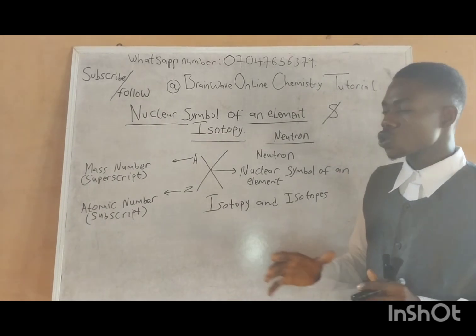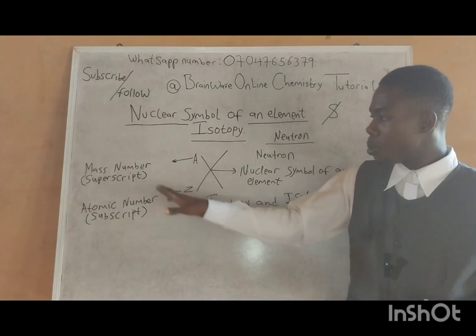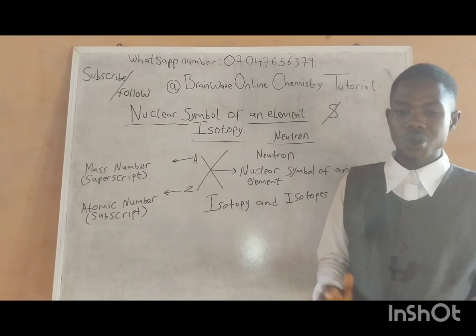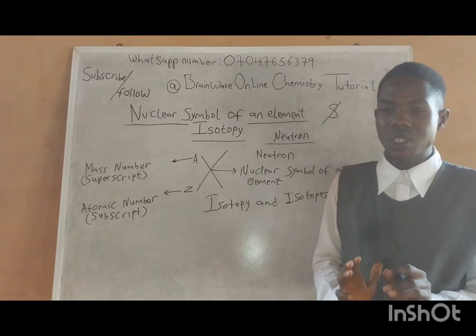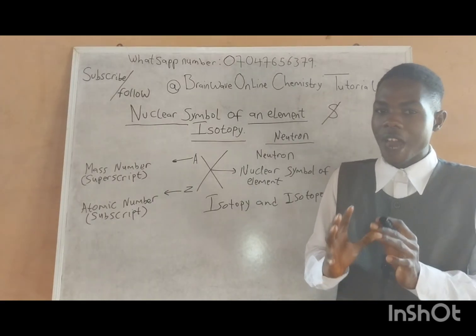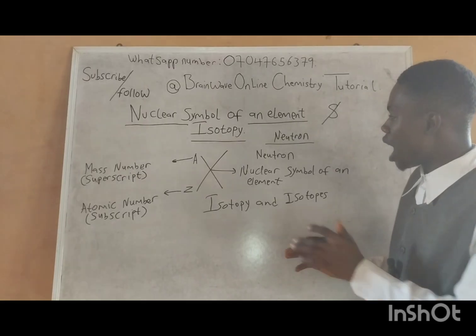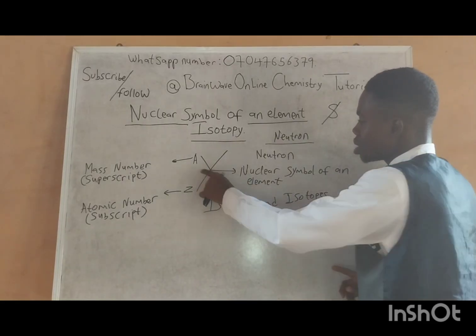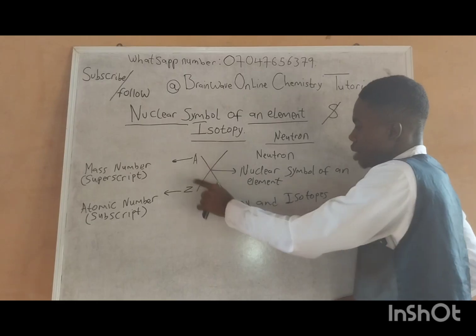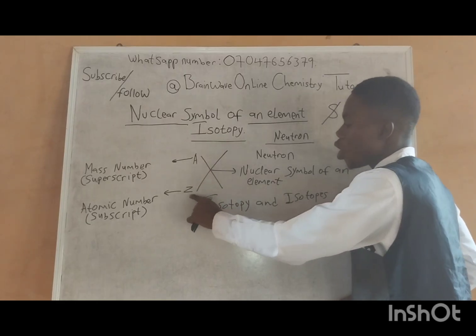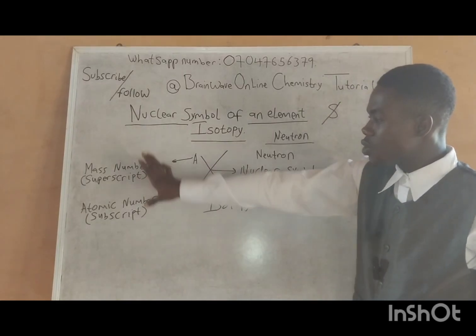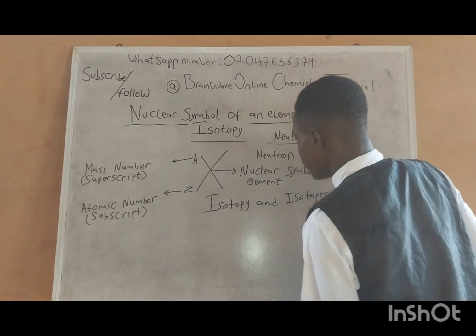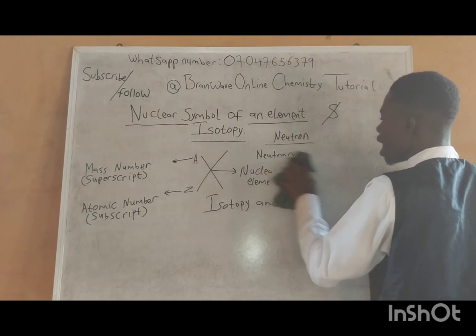From here, we'll be moving straight to some various elements and their various isotopes. Please take note that isotopes are represented by using the symbol of the element alongside the mass number and the atomic number of the element. Don't worry, when we start using elements, you will understand what I'm trying to say here. So let's talk about some elements and their various isotopes.